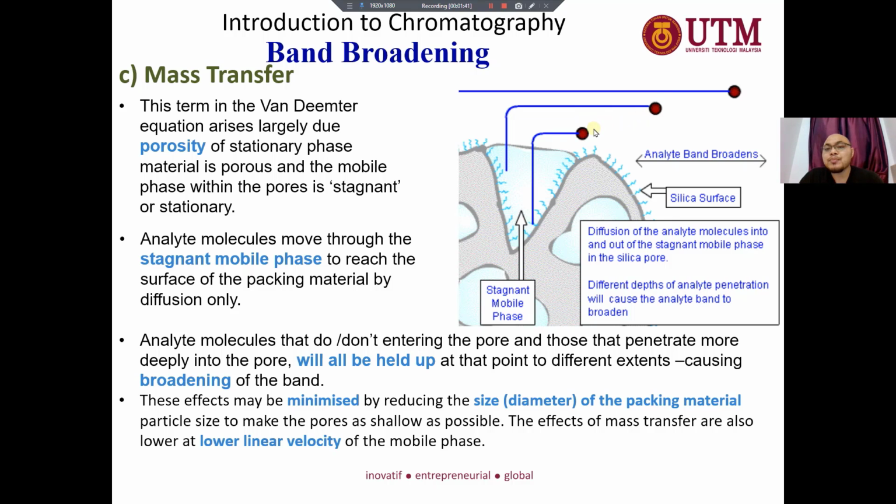When that happens, it will cause differences in the time of elution and cause analyte band broadening. These effects may be minimized by reducing the diameter of the packing material. For example, we already learned there are different kinds of packing material, for example, 4.5 or 2.5 micrometer. So you need to go as low as possible.